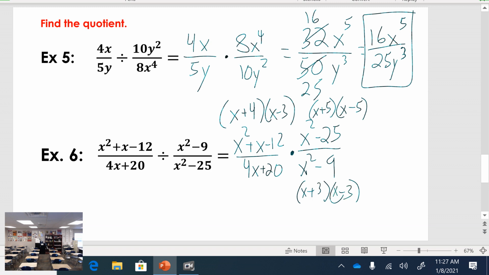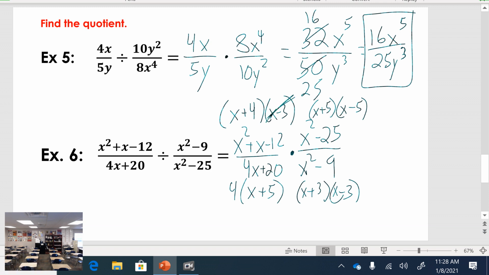And then a 3 and a 3. And then on the right, we know 4 goes into 20, so that leaves us with 4, and then x plus 5. Now that we've factored everything out, we look for locations either in the numerator and the denominator of the same fraction, or we look diagonally, to see if there is anything we can cancel out.